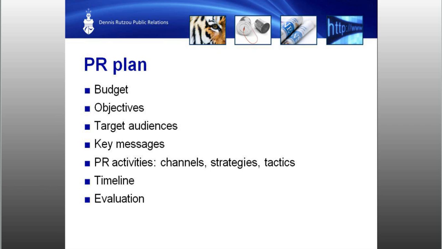Then a PR plan includes the objectives of your program, your target audiences, some key messages for those target audiences, the PR activities or public relations activities, and these include the channels you will use, the strategies, the tactics. Then you need a timeline and some evaluation methods to make sure that you're reaching your objectives. So I'm going to go through each of these in more detail, starting with the objectives.